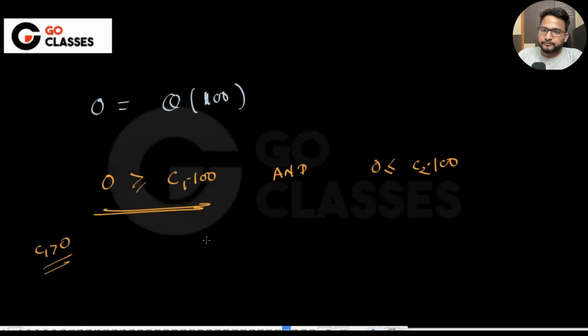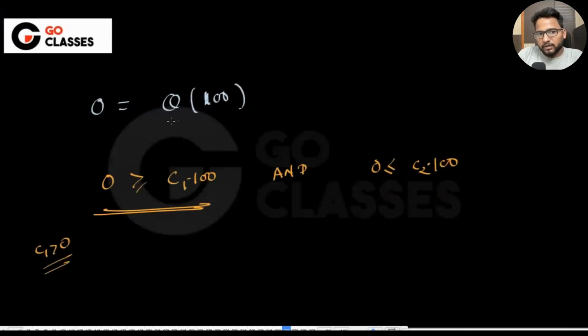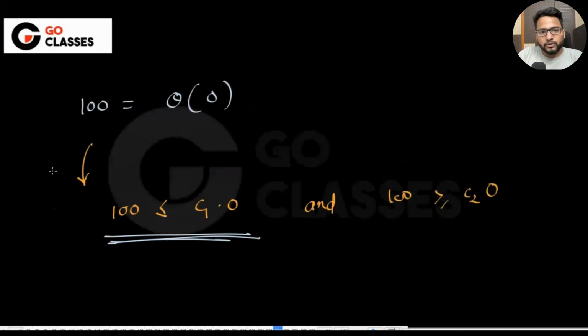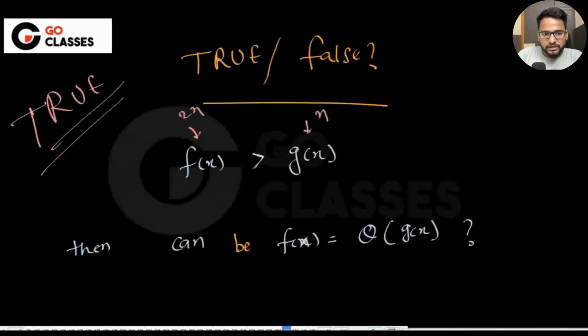Do you understand this? Just take an example: if that has to be true, then this must be greater than or equal to c into 100 and must be less than or equal to c into 100. That is why you will say that this is false. That is why only B is true, right? So none of the above, no, B is true, I think. Okay, let me see the answer.